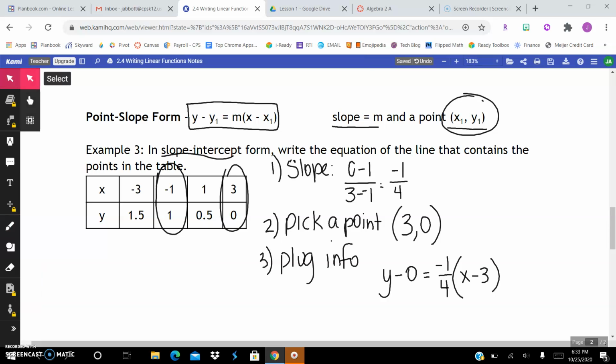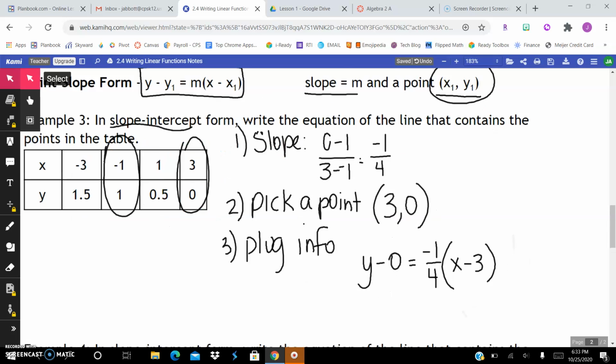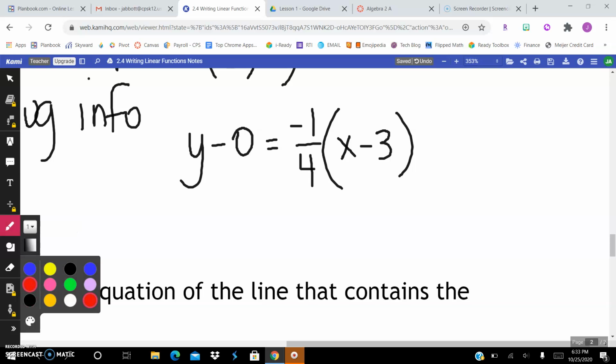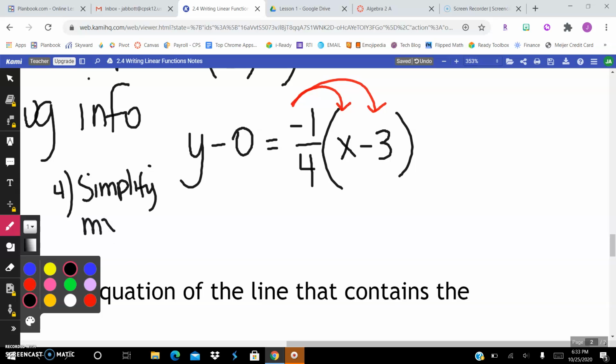Now the question said write it in slope-intercept form. So what we're going to do is simplify this. We are going to distribute the negative 1/4. So this will be our step 4, is to simplify and put it in mx plus b form.